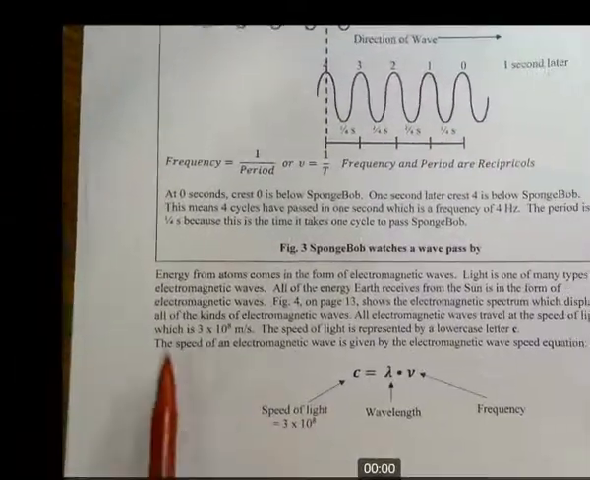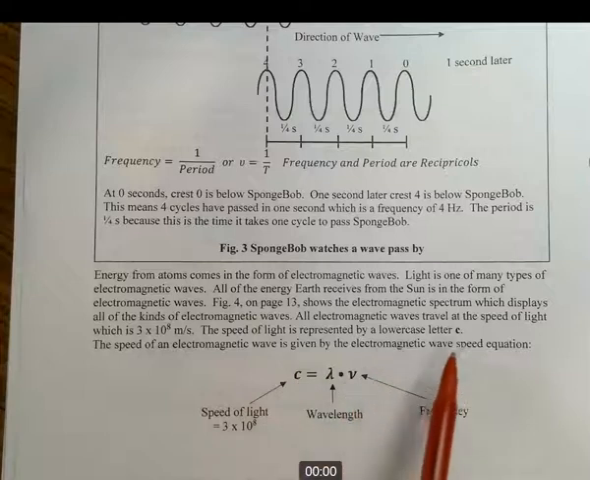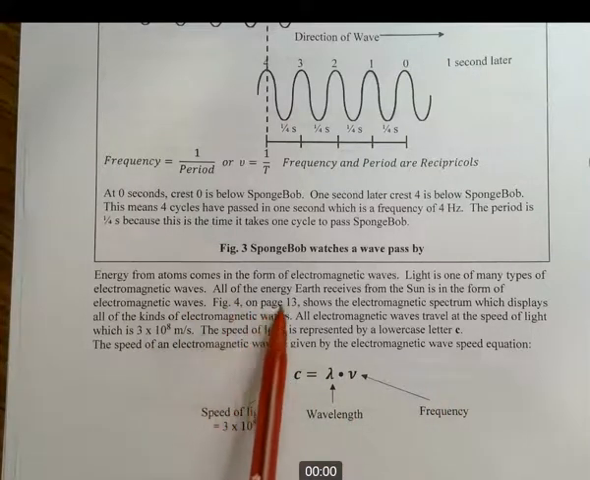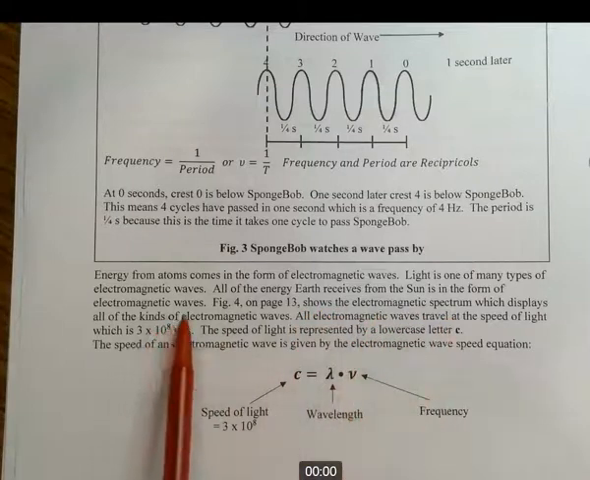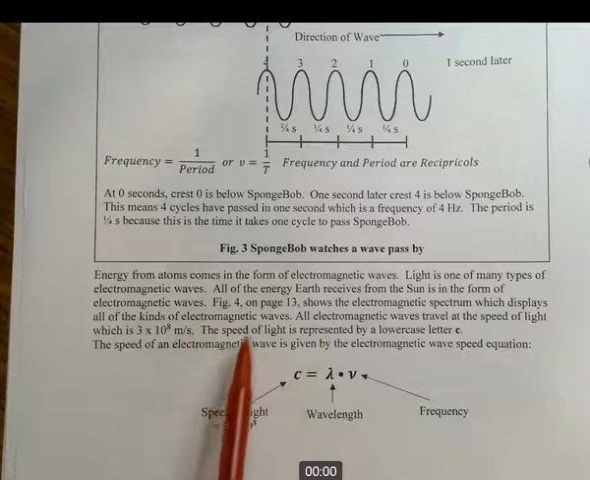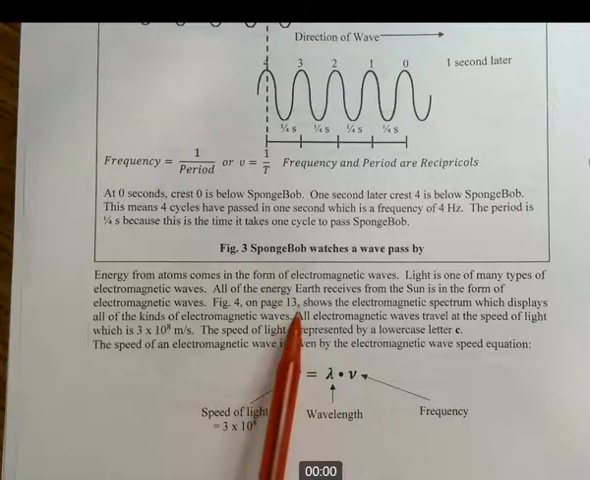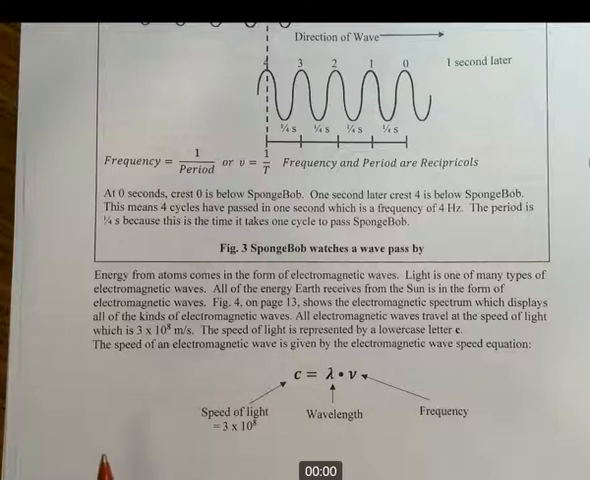Okay, so energy from atoms comes in the form of electromagnetic waves. Light is one of many types of electromagnetic waves. All of the energy Earth receives from the sun is in the form of electromagnetic waves. Figure 4 on page 13 shows, now I haven't given that to you by the way, I'm going to give that to you tomorrow, the electromagnetic spectrum, which displays all of the kinds of electromagnetic waves.